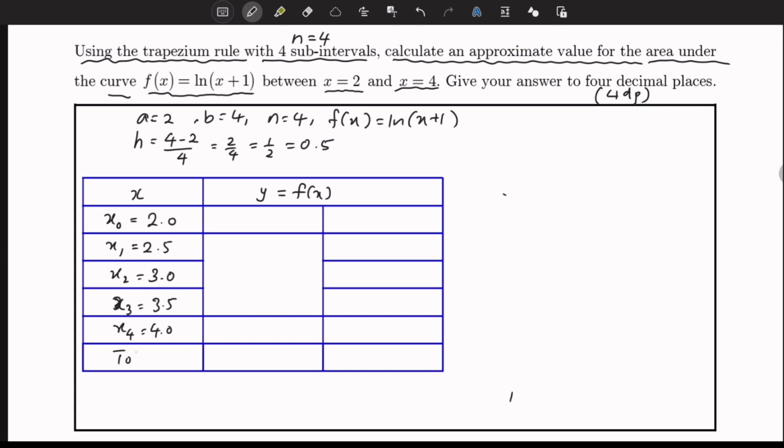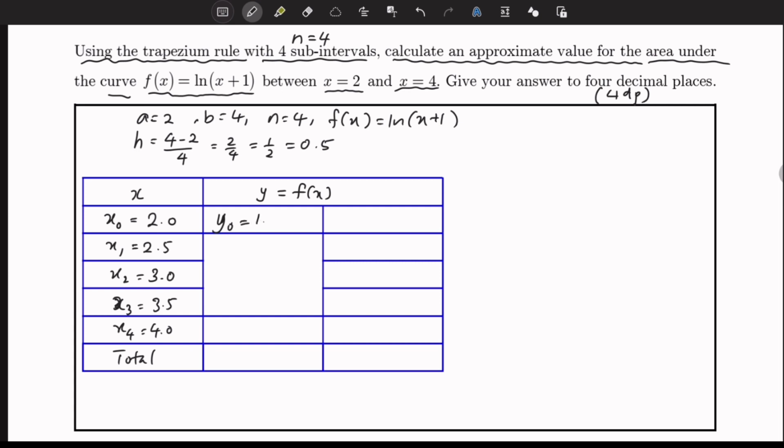So this is total. Now press your calculator and use the table. Then you can simply copy down the values. We want 4 decimal places, so inside the table should be 5 decimal places. So this is y0.